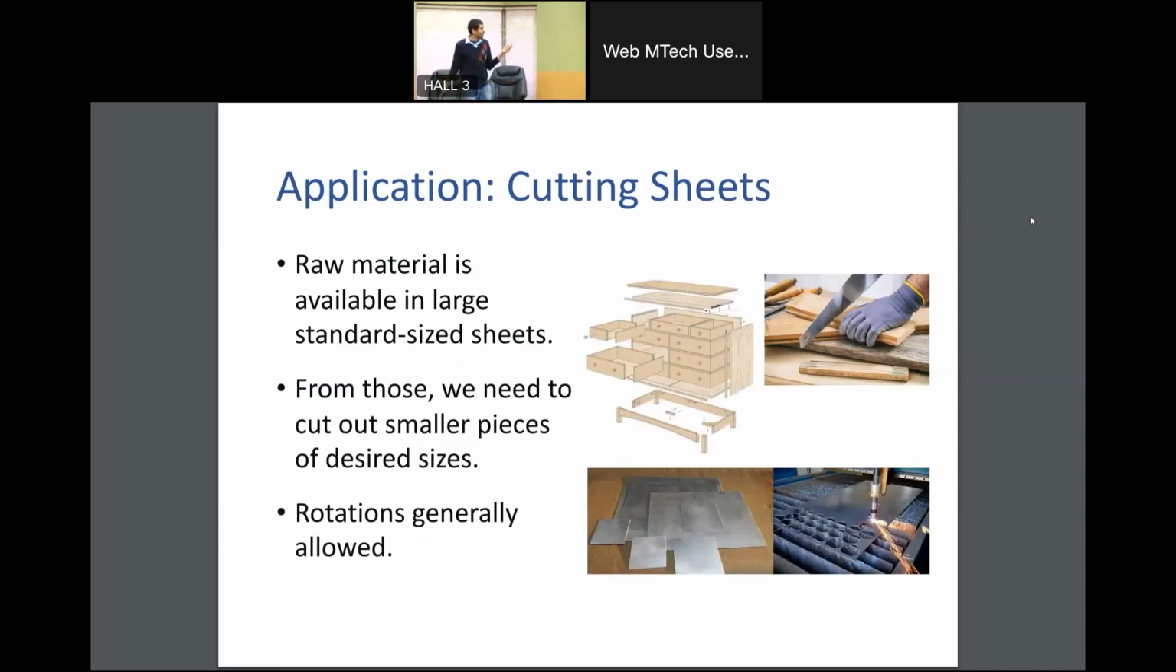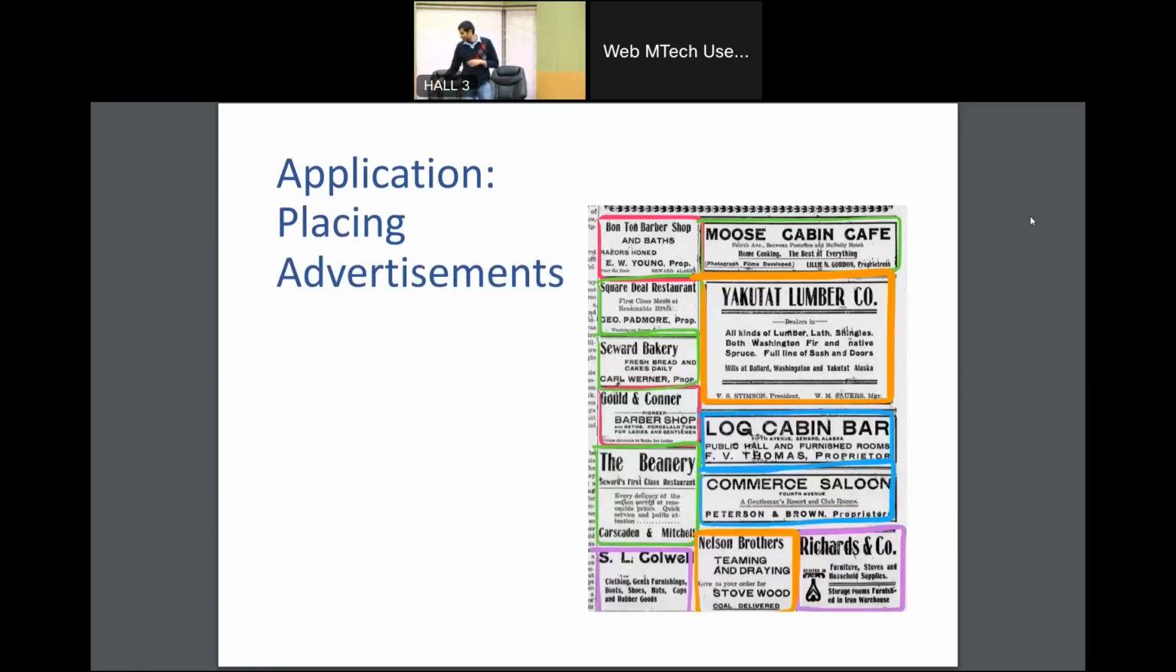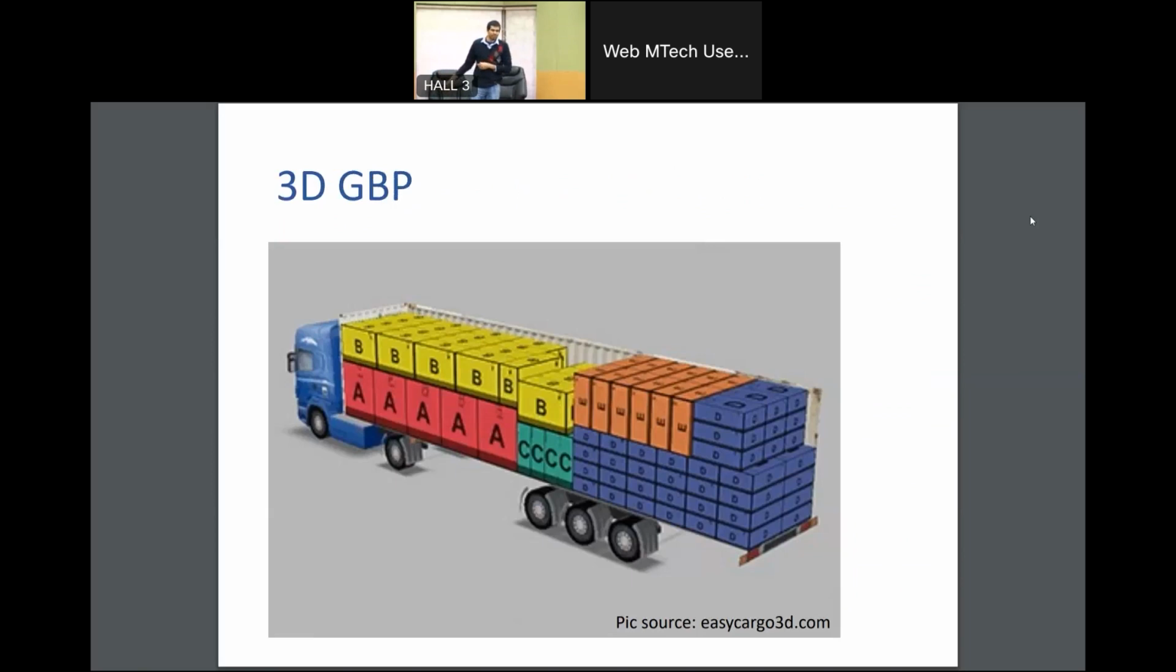An application of this problem is in cutting sheets. Often raw material is available in large standard size sheets, and from those we want to cut out smaller rectangular pieces of desired sizes. This is exactly the geometric bin packing problem, and here rotations are generally allowed. Another application is placing advertisements in a newspaper or on a website, and here rotations are not allowed. There's also a three-dimensional version of this problem where the items and the bins are cuboids.